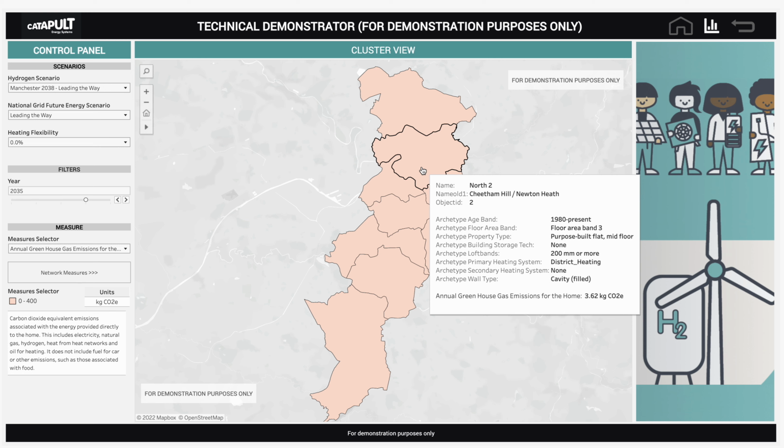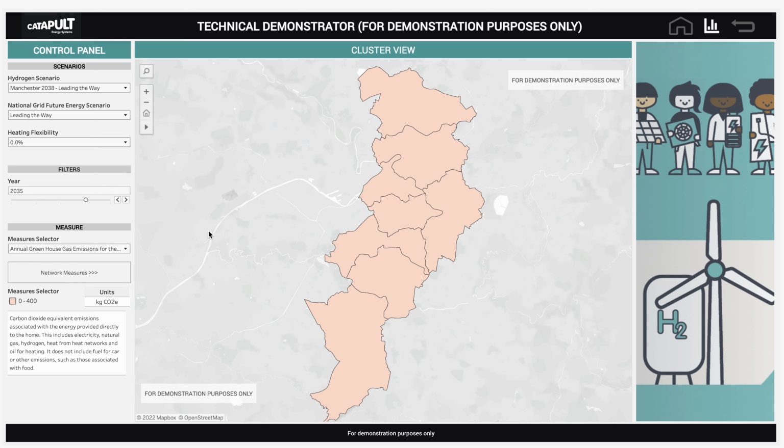What type of building it is, what the heating source is, whether it's terrace or semi-detached, and any kind of insulation that's present. So that's how that works. Yeah, so we've moved through the different timescales. You can see that go up.